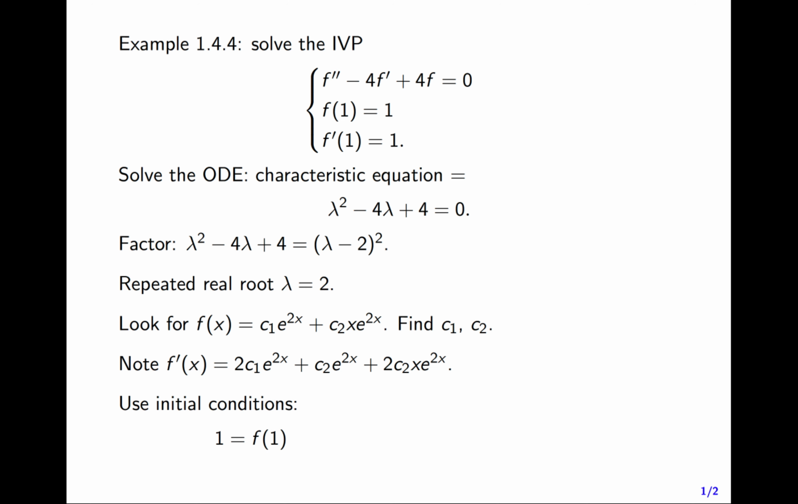So let's go forth into the initial conditions. I want to use 1 is equal to f of 1, and that means f of 1 has to be c1 times e to the 2 times 1 plus c2 times 1 times e to the 2 times 1, and that simplifies to c1 e squared plus c2 e squared, still linear in c1 and c2, the square is just on the e.